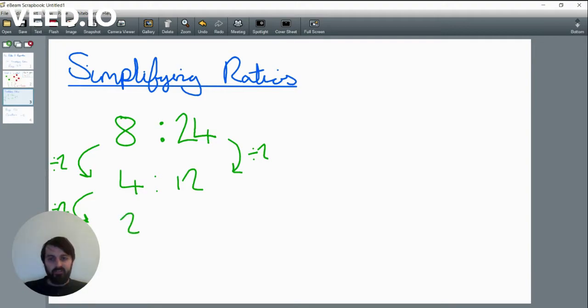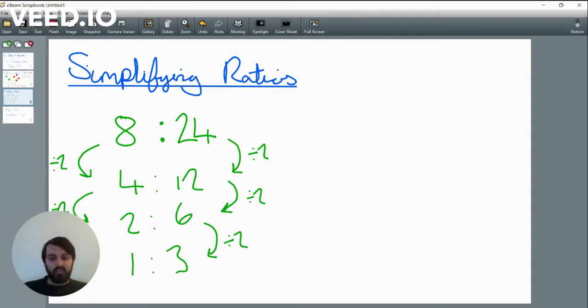So it's just like simplifying fractions. You're wanting to get something that goes into both sides of the ratio, rather than both top and bottom of the fraction. I can do it again. It's the same process as simplifying a fraction. So you've had practice with that, so this shouldn't be too bad.